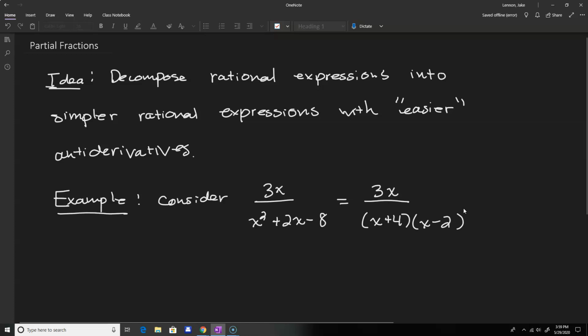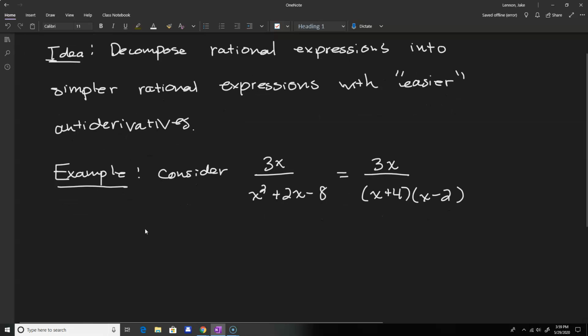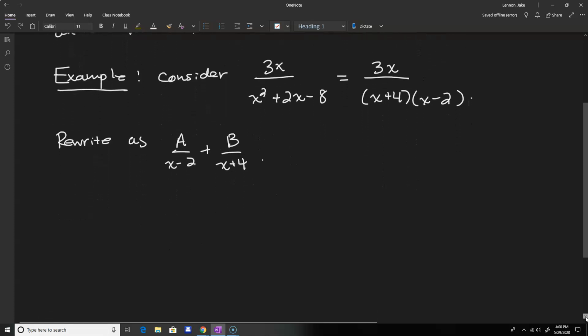And again, you can kind of think of that as a common denominator. So maybe we can rewrite this in such a way that we can write it in terms of some rational function over x plus 4 plus another rational function over x minus 2. And I'm going to show you how to do that. So let's rewrite. Our goal is to rewrite it as some a over x minus 2 plus some b over x plus 4. If we can do that, then we've kind of achieved our goal. So this will be known as the partial fractions decomposition of that rational expression. So let's see how we do that.